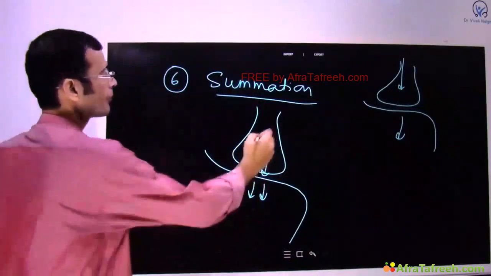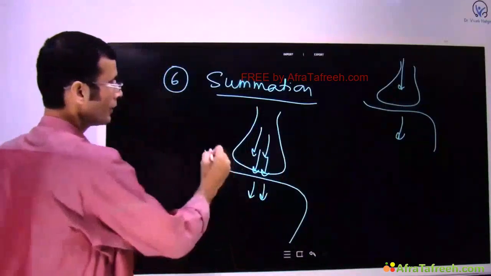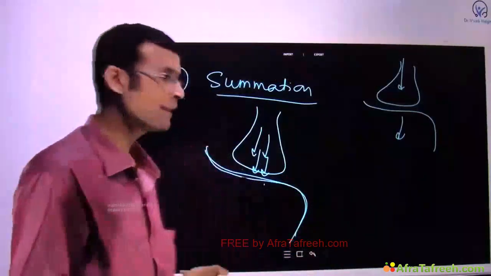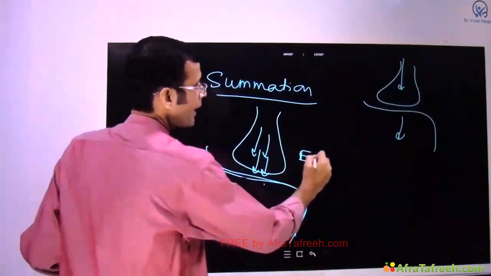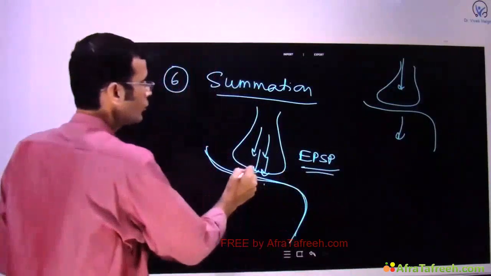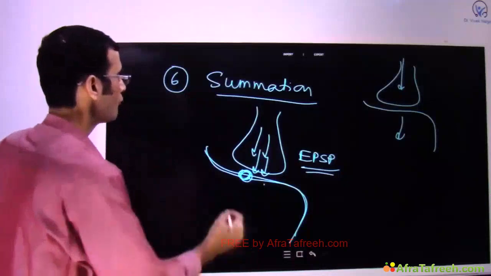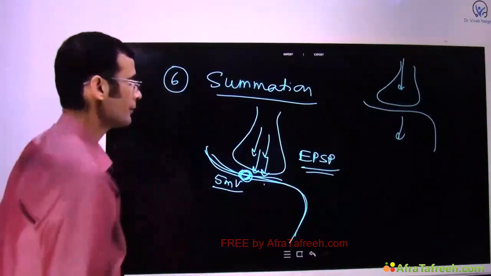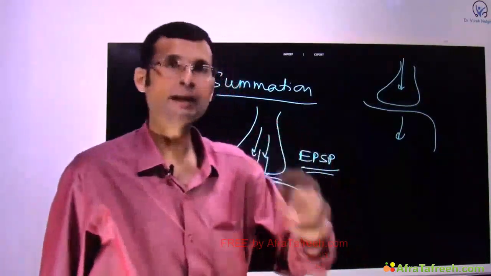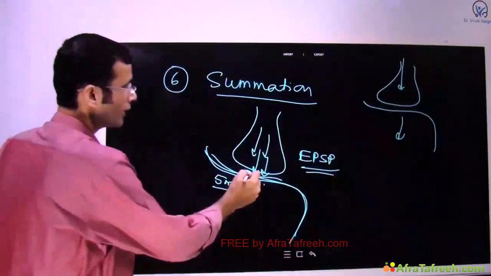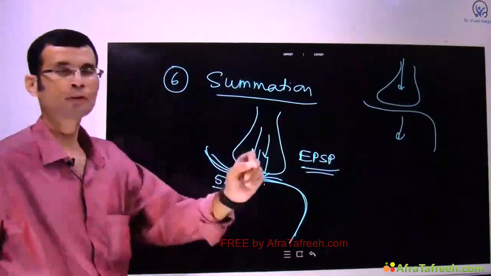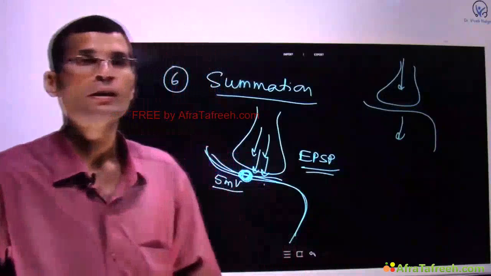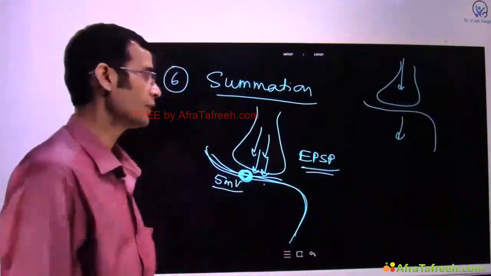In the CNS synapses, when one impulse arrives in the presynaptic terminal, if it's an excitatory neurotransmitter, then it will generate an excitatory postsynaptic potential, a localized depolarizing potential of about 2 to 5 millivolts on the postsynaptic membrane. So one point on the postsynaptic membrane will depolarize by about 5 millivolts. Now this is not sufficient to reach threshold, and therefore this neuron will not fire the action potential.